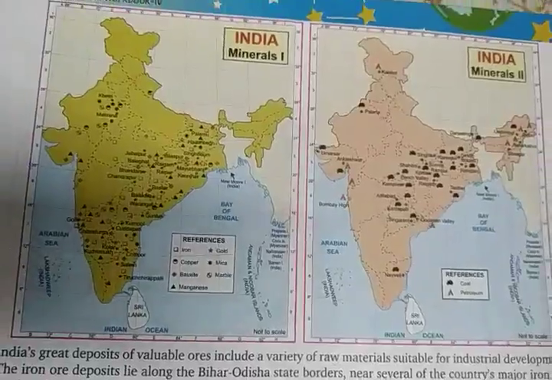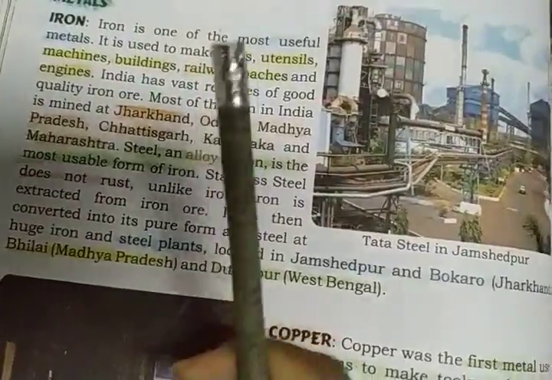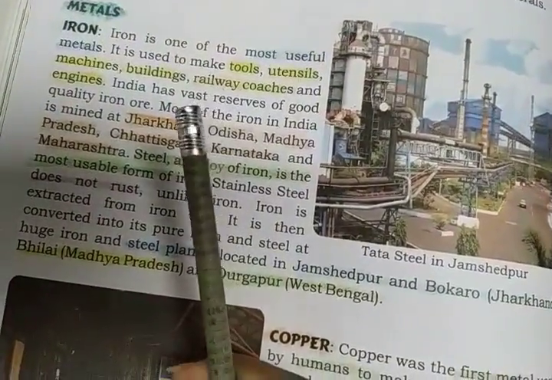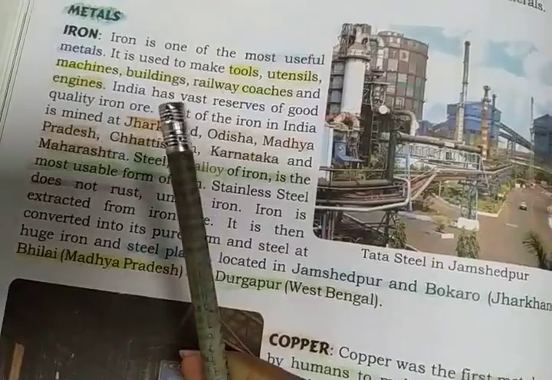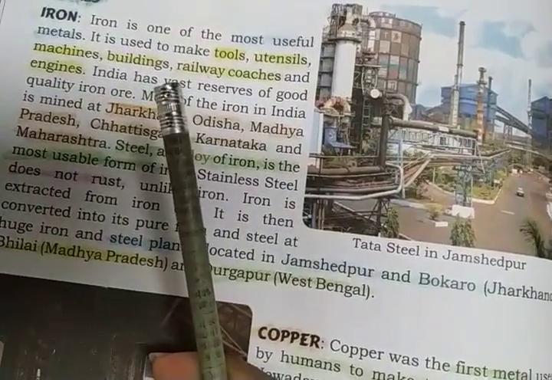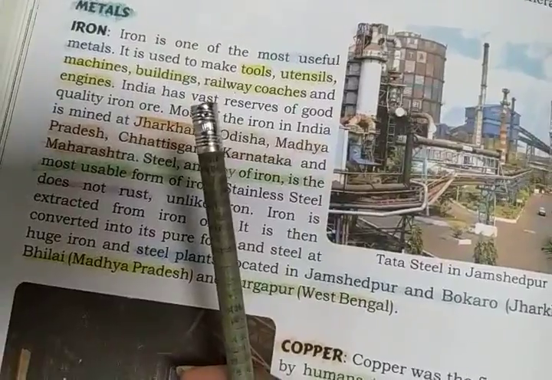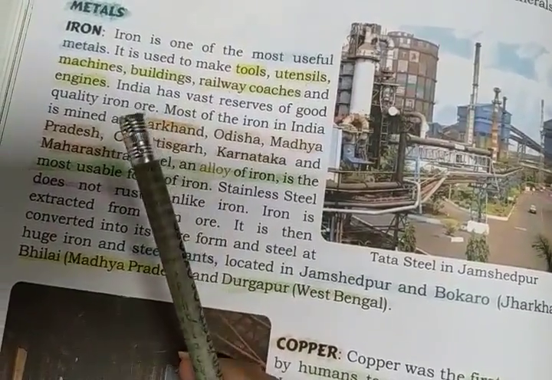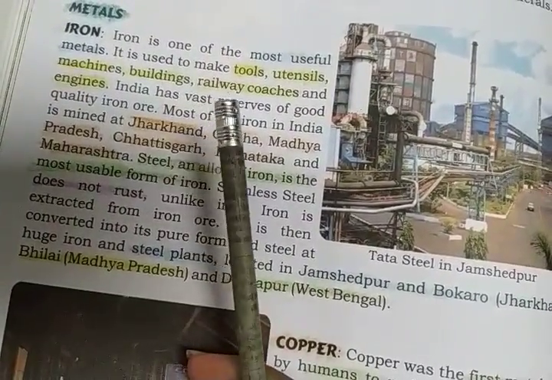Now let's talk about the steel. Children, see my pencil tip. There is a small part of steel fit over here. Steel is also made up of iron and other elements mixed with it. But what is the quality of a steel? That it does not get rust.